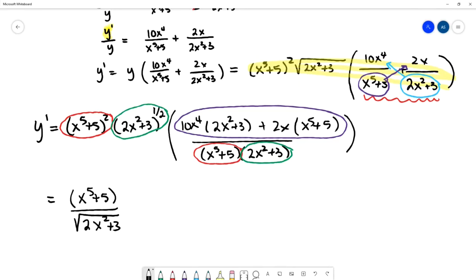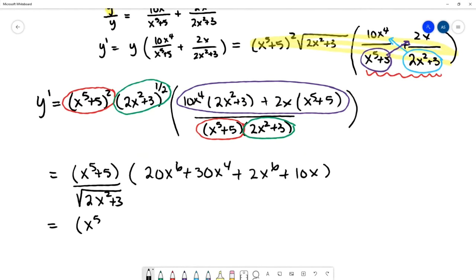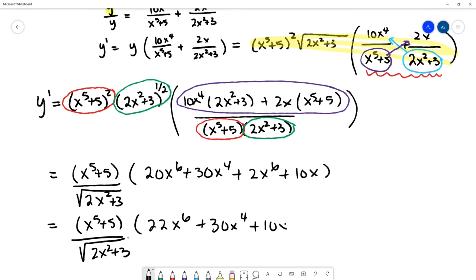Then in my numerator, I'm going to use the distributive property and combine any like terms that I can. So that's a 20x to the 6th plus 30x to the 4th plus 2x to the 6th plus 10x. I do have some like terms I can combine. So 20x to the 6th plus 2x to the 6th is 22x to the 6th. Then I have 30x to the 4th and 10x.